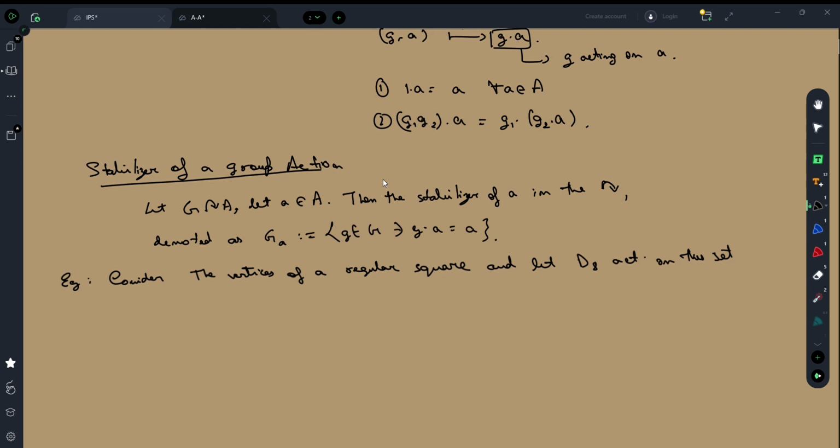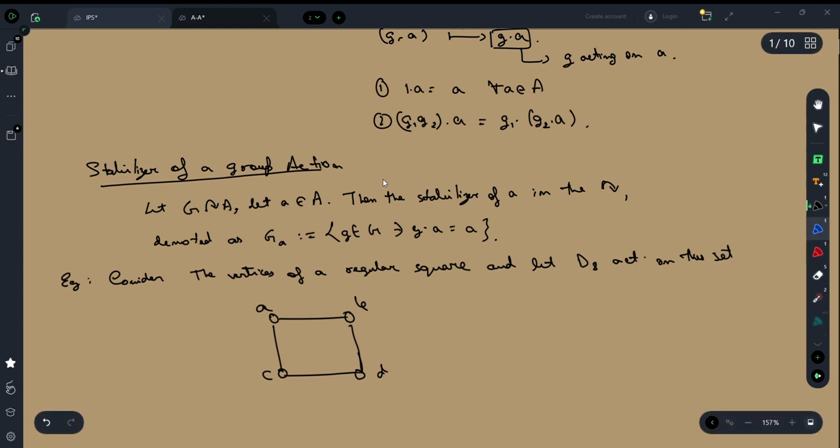So what we are trying to do here, if I explain this in very simple language, is start with the vertices of a regular square. Suppose we name them A, B, C, and D. We are trying to make this group D8 act on these four vertices. Now, what does D8 do?